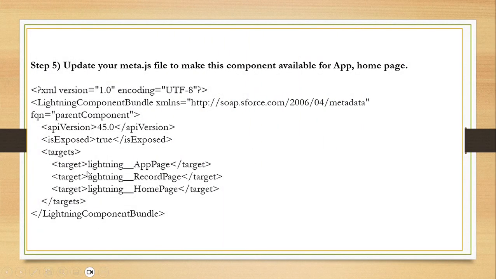Then at the last step, update your meta.js file to make this component available for the home page, record page, and app page. The API version is set, and isExposed is equal to true. Thereafter, set the target, which target page you want, like app page, record page, home page.